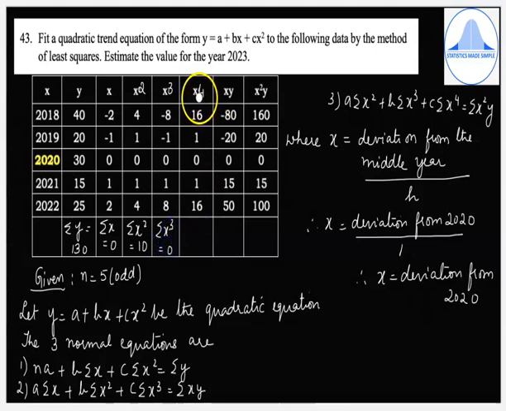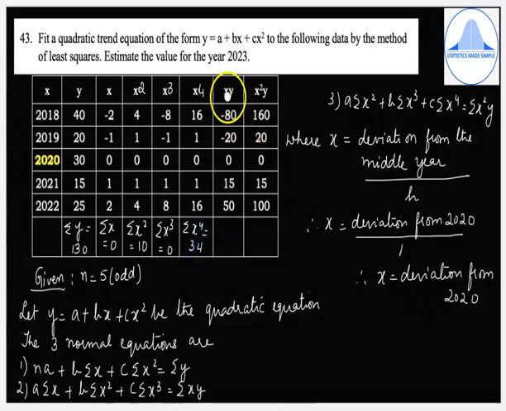Then find out x to the power 4. That is minus 2 to the power 4 is 16. Minus 1 to the power 4 is 1 and so on. So when you add up, you get summation x to the power 4 is equal to 34.